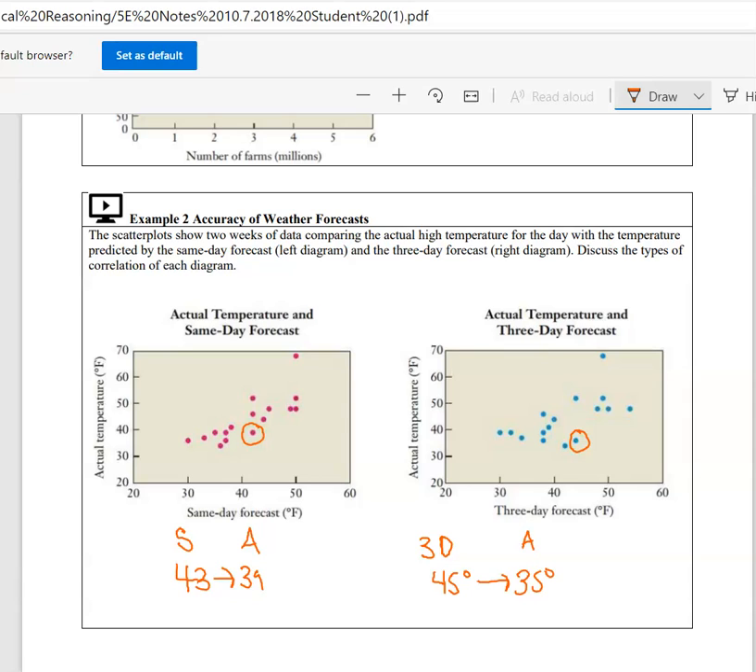If I was going to draw a line of best fit for these, okay, I had this. I can still tell that it's a positive correlation, but these red dots are a lot closer to the line. This is a lot stronger of a positive correlation than the blue dots. This is a much weaker positive correlation, simply because it makes sense, right? If you're predicting the forecast 3 days out, you're more likely to not be spot on.